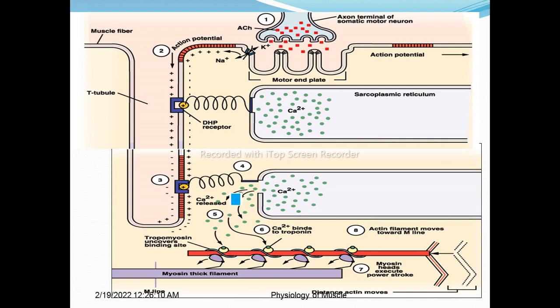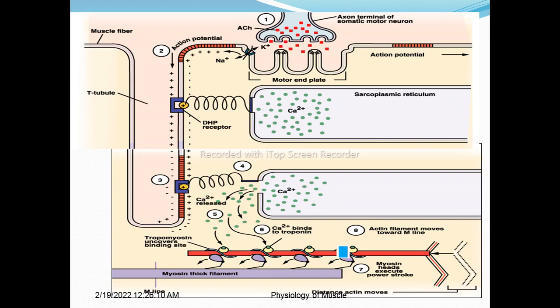In this area, calcium moves freely in the sarcoplasm. Finally, in step 6, calcium binds with troponin. This calcium is attached to this troponin molecule. If it is bound here, the tropomyosin uncovers the binding site. So this is tropomyosin, and it will expose or uncover the binding site.